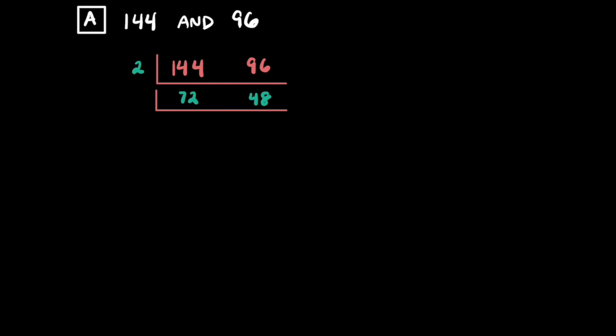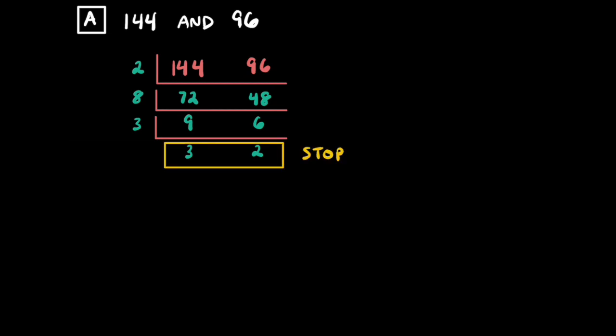While we can divide 72 and 48 by 2 again, at this point it's a little bit easier to find a larger number. Remember from your multiplication facts that 8 goes into both of these. I'm going to put an 8 here on the side. 8 times 9 is 72, and 8 times 6 is 48. A common factor for 9 and 6 is going to be 3. 3 goes into 9 3 times, and 3 goes into 6 2 times. At this point, we're going to stop with the 3 and 2 because their only common factor is 1. They can't be broken down anymore.